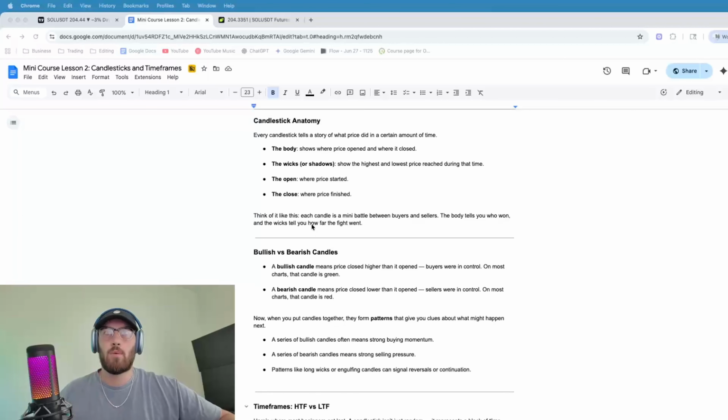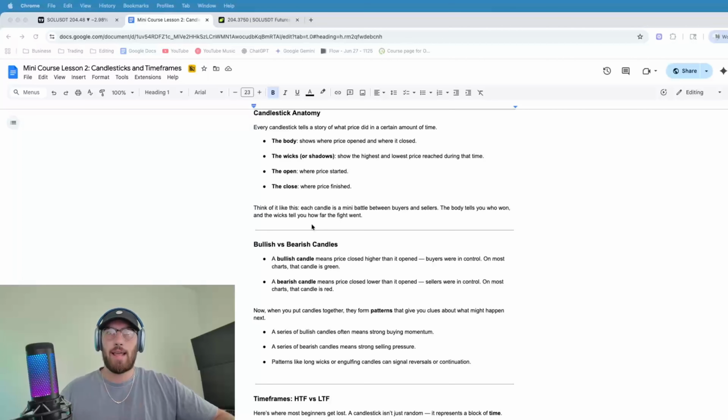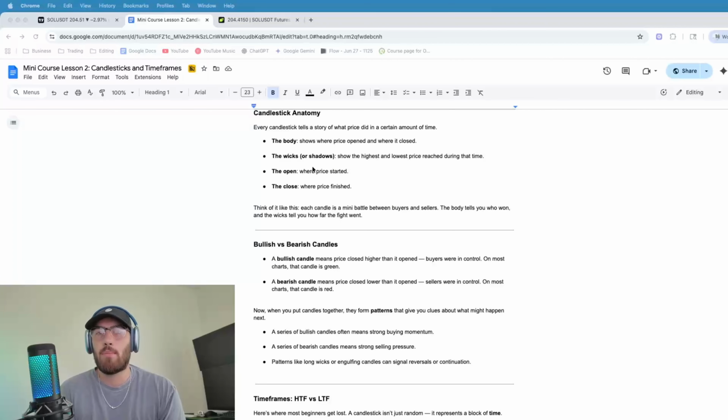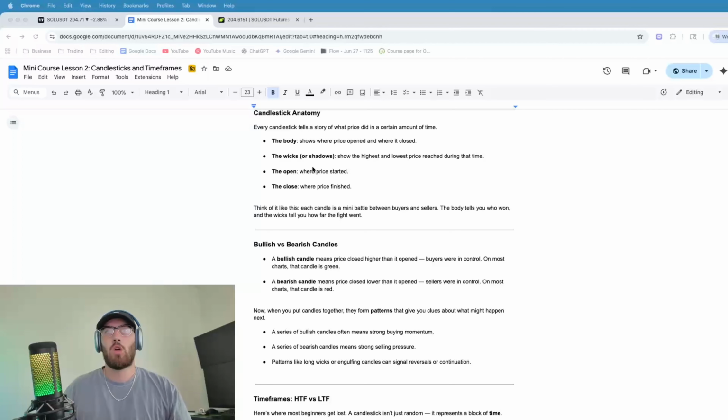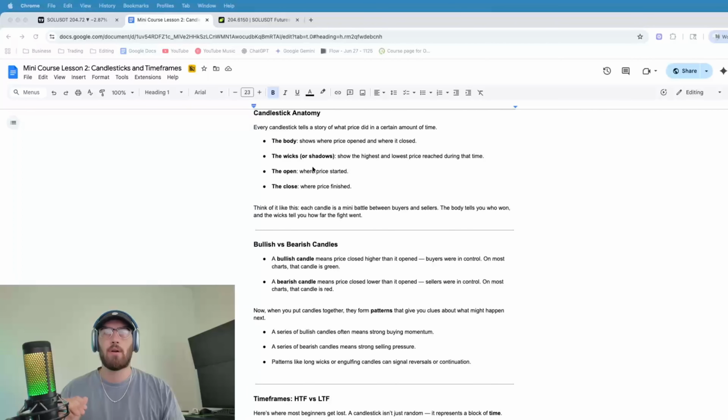So first thing we're going to go over are the different parts on a candle. I'm going to show you here in just a little bit, but we're going to read through it together and then I'm going to describe what each part is. The body of a candlestick shows where price opened and where price closed. So the body of the candle shows where that candle opened and where that candle closed. And now the wicks. You're going to see these long wicks on each side, and this is going to show where the highest and the lowest price reached during that candle. And then you have the open where price started, and then you have the close where price finished.